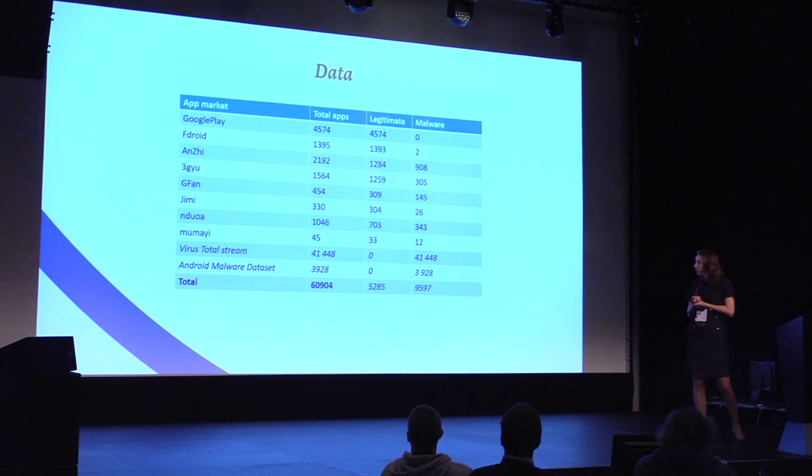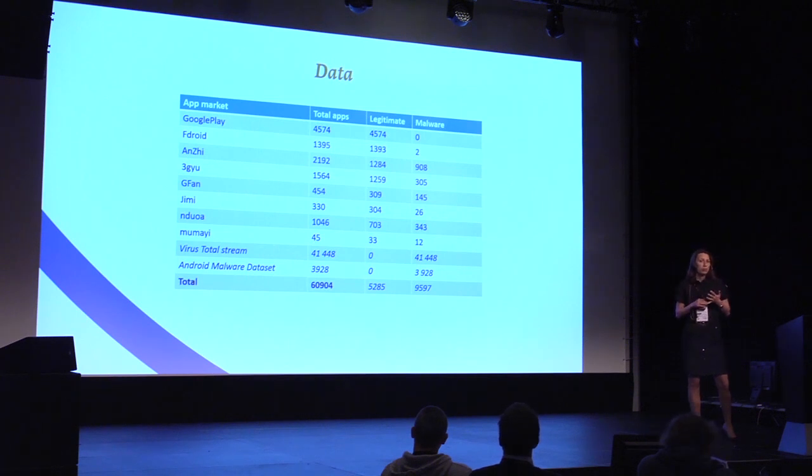We looked at six Chinese markets. These are the alternative markets for Android malware. There are different reports that claim different percentages of malware seen on those markets, some of them up to 50%. So we decided to take a range of them to see what kind of results we might get. So we have 6. The VirusTotal stream and the Android malware dataset actually represent a number of sources.